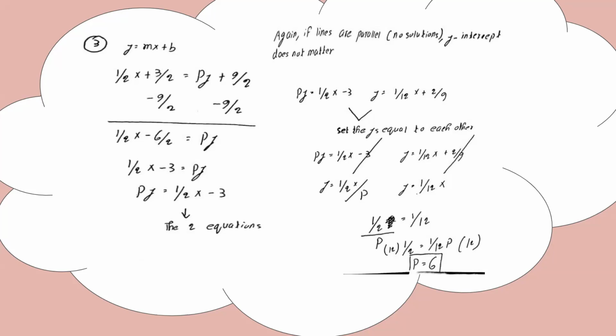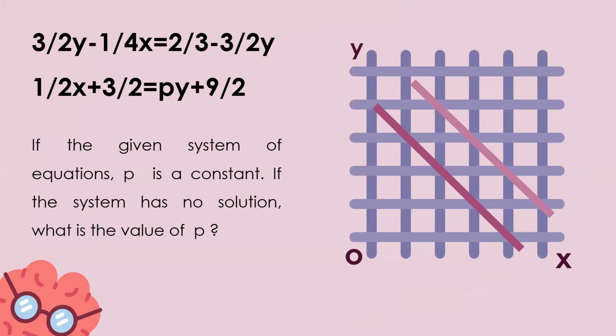So what does this mean? This means that, going back to the first slide, in this system of equations, we need to ensure that they're parallel lines, because the only way in which they would have no solution is if they're parallel lines. And these two equations will be parallel lines if the value of p is 6, as we found out.